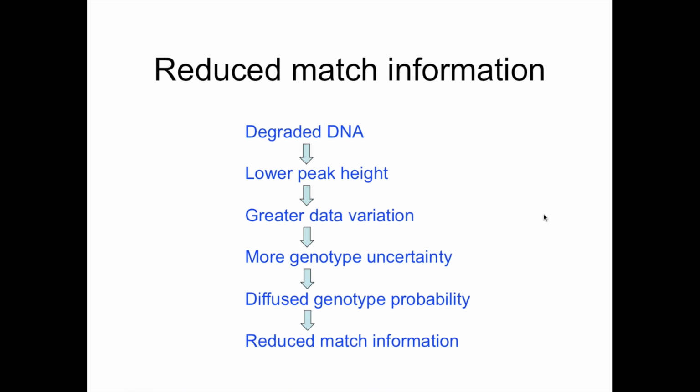This reduces match information in a general way by this succession of events. If we have degraded DNA, then that will produce lower peak heights. The lower peak heights will provide greater data variation in the peaks. And if there's more relative variation, that will produce more genotype uncertainty. That uncertainty diffuses genotype probability away from the true contributors to other possibilities that aren't the true contributor, and that has the effect of reducing DNA match information.